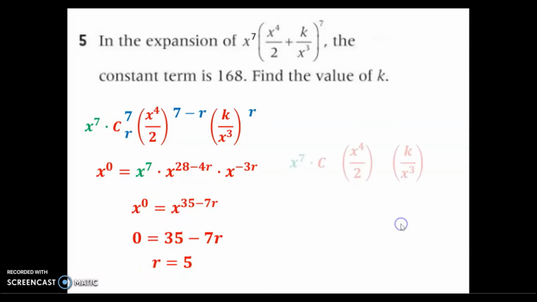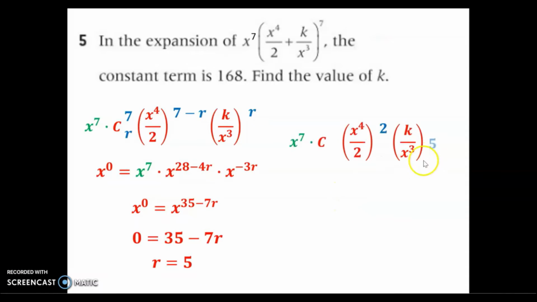All right, so now that we know that r is equal to 5, we can fill in our portions of our term here. Here's 5, here's 2, here's 7 choose 5. Now the next step, you could of course expand all that, include all the x's and all that, but we know again that these x's will cancel.